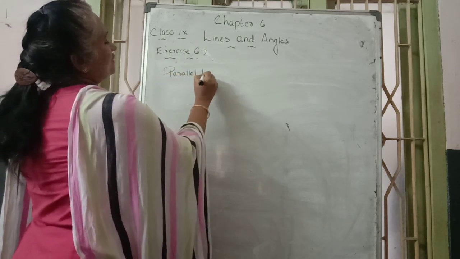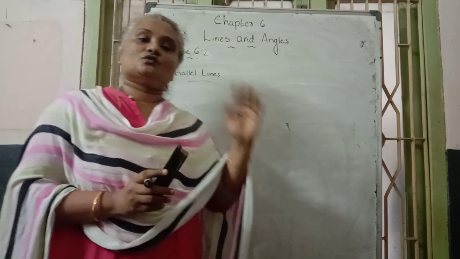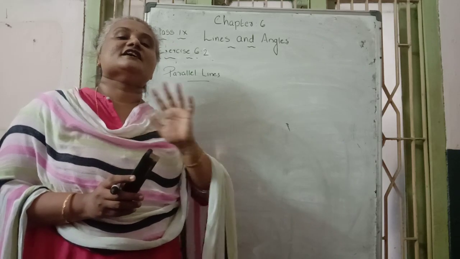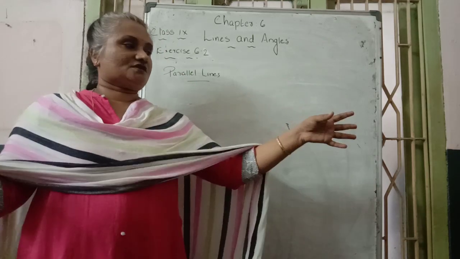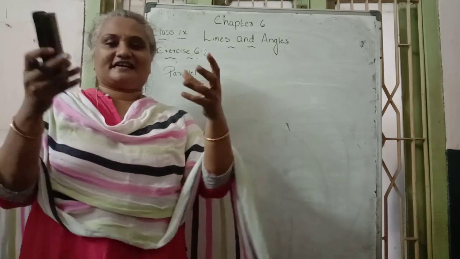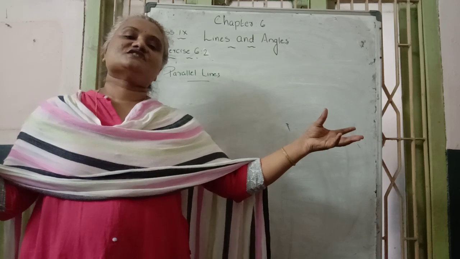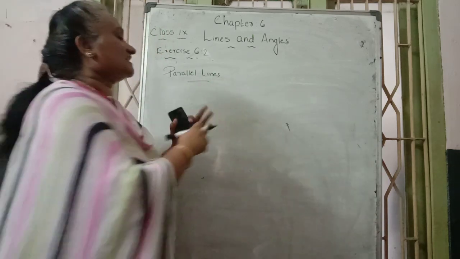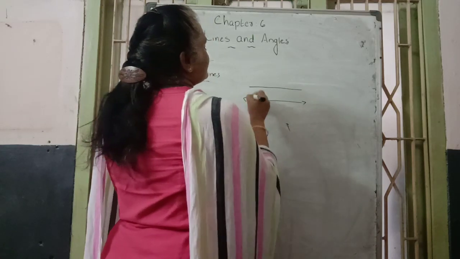Parallel lines. What about parallel lines? Two lines are in the same plane and they never intersect. We can extend them on both sides. Such lines we know as parallel lines. Parallel lines means they never intersect.